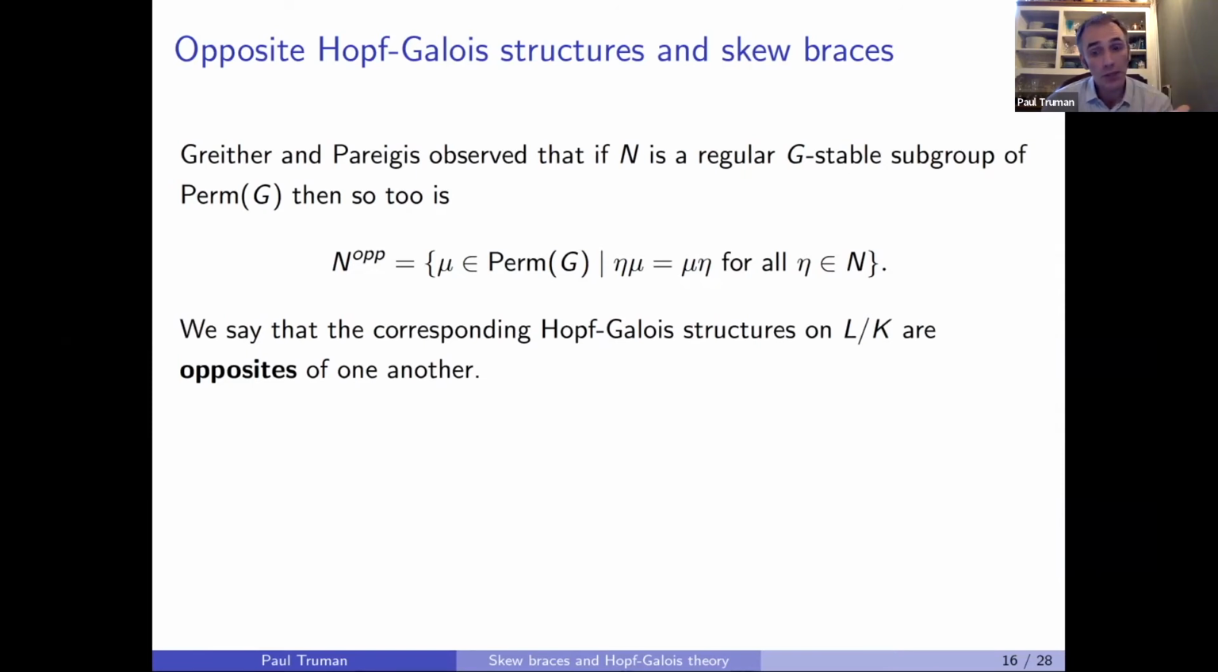So if N is one of these regular G-stable subgroups of Perm(G), then you can take its centralizer in Perm(G). You just ask for all those elements of Perm(G) that commute with everything in N, and I'm labeling that N^op. And that will be another regular G-stable subgroup. If N is abelian, then it's exactly the same subgroup as you started with. If N is not abelian, then this is a new, interesting, regular G-stable subgroup.